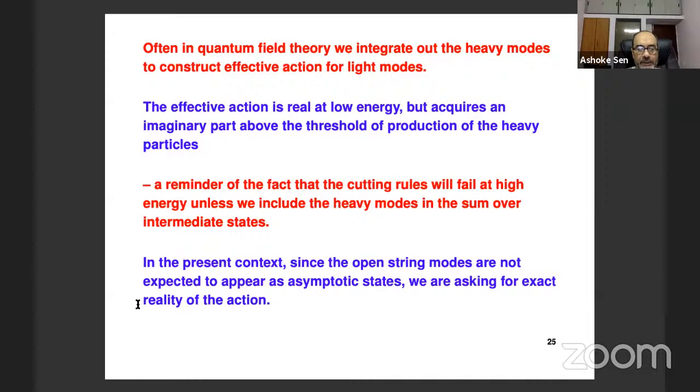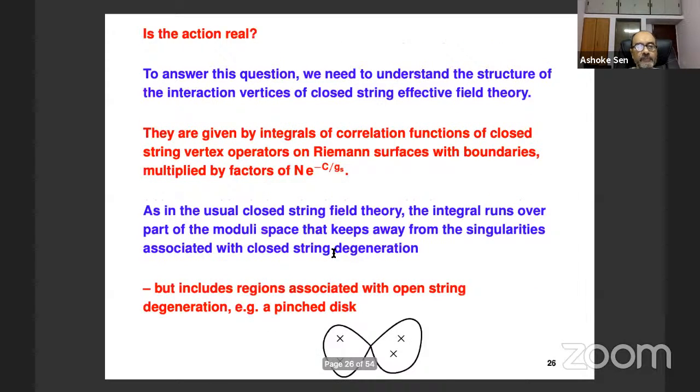Now, this situation is different in the present context because the open string modes are not expected to appear as asymptotic states. They are transient modes of the D-instanton. So what we are asking for is exact reality of the action. Okay? We will not be happy if the action is real below a certain threshold. So then the question is, is the action real? To answer this question, we need to understand the structure of the interaction vertices of the closed string effective field theory that we constructed.